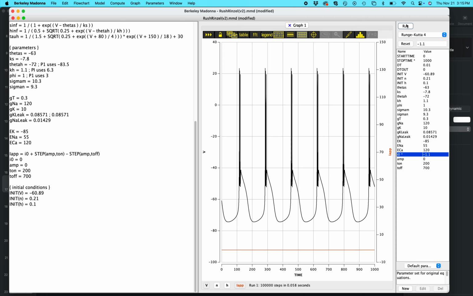And so regardless of what your bias current is, if you can get this bursting, it's going to be 6 hertz. Remember what hertz is? 1 over a second. Not 1 over 1 millisecond, 1 over 1 second.